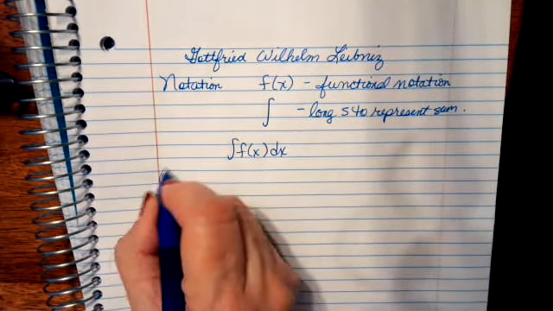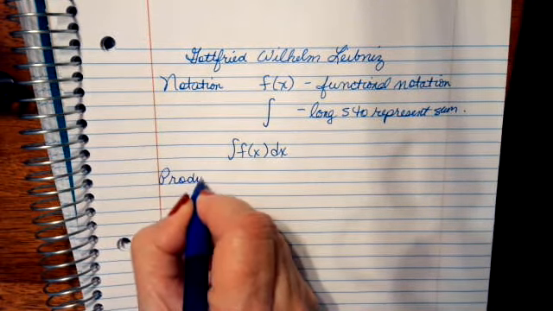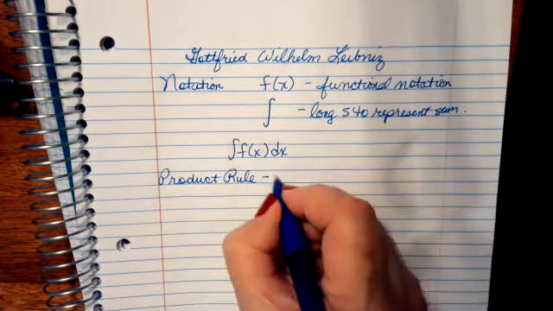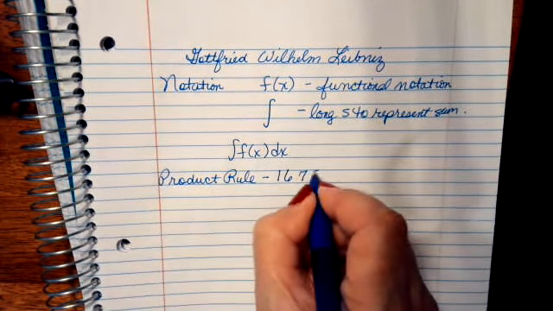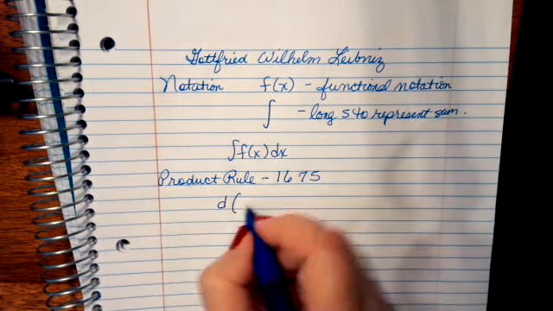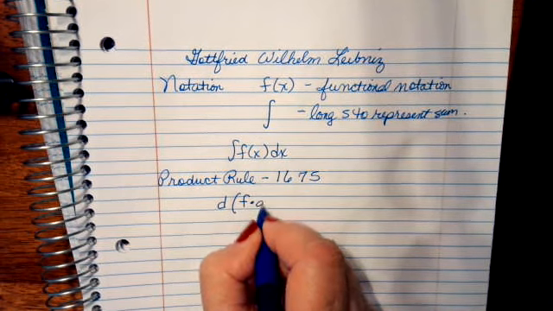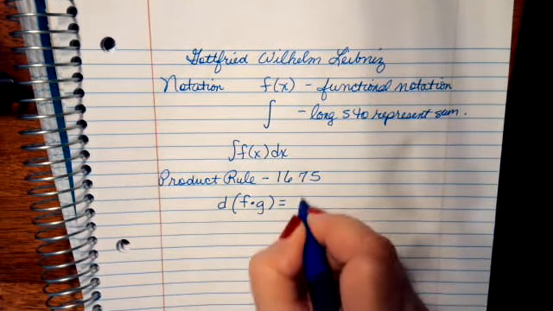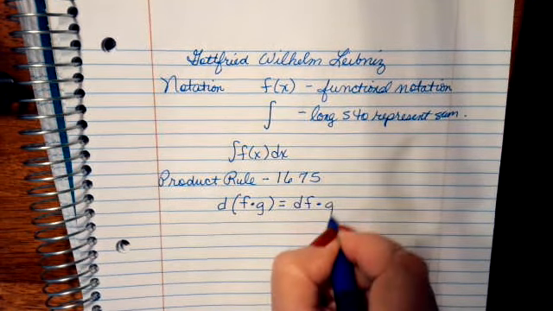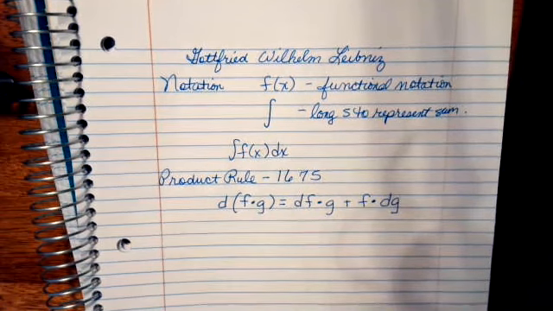Now also the product rule, Leibniz came up with that in 1675. And he said that the derivative of the product of two functions, f times g, is the derivative of f times the function g plus the function f times the derivative of g.